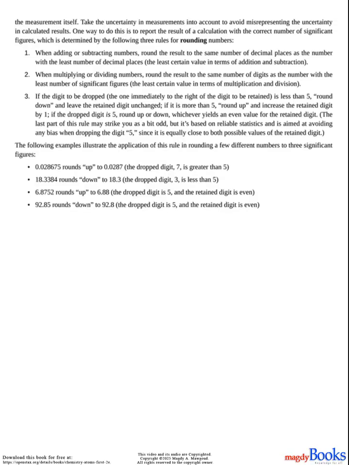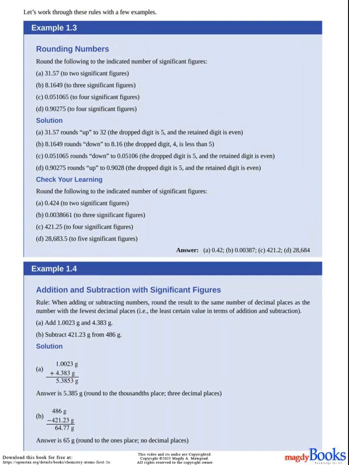The drop digit is 5, and the retained digit is even. 4. 92.85 rounds down to 92.8. The drop digit is 5, and the retained digit is even. Let's work through these rules with a few examples.